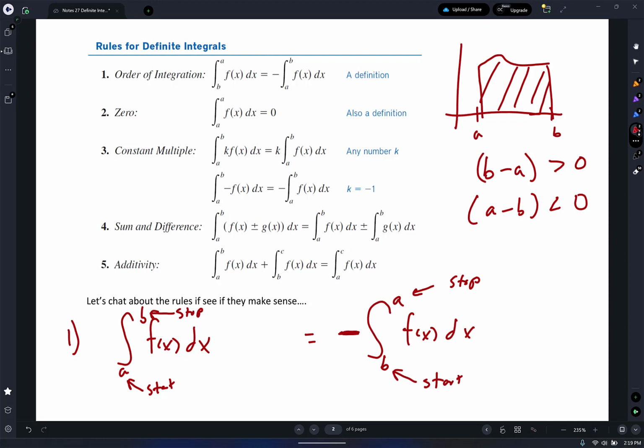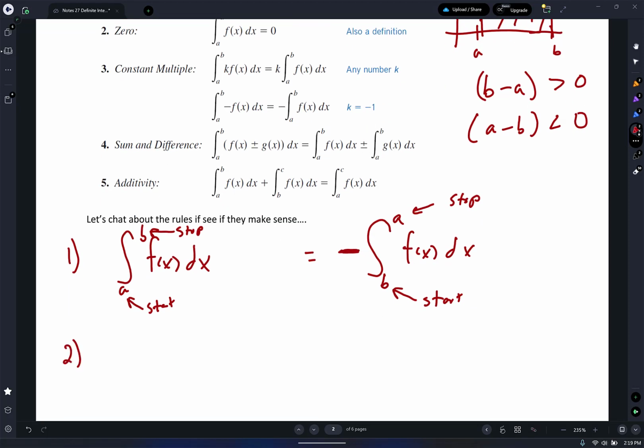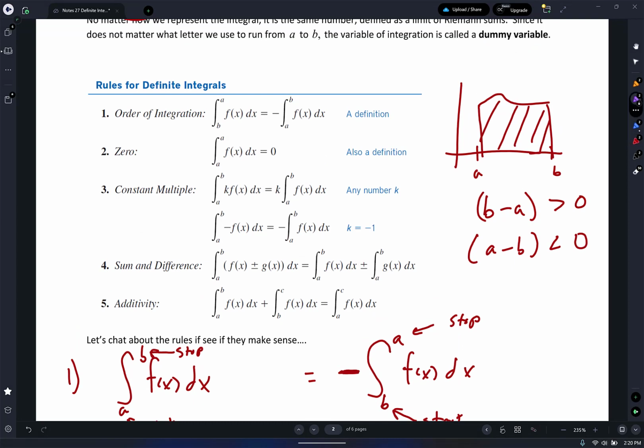Nothing crazy, right? Okay. Letter B, 0. Look, the integral from A to A of f of x dx is 0. That's because look where you start. You start at x equals A and you stop at x equals A. Have you moved? No, so you're just on this line and you haven't accumulated any area. You're still there. Does that make sense?